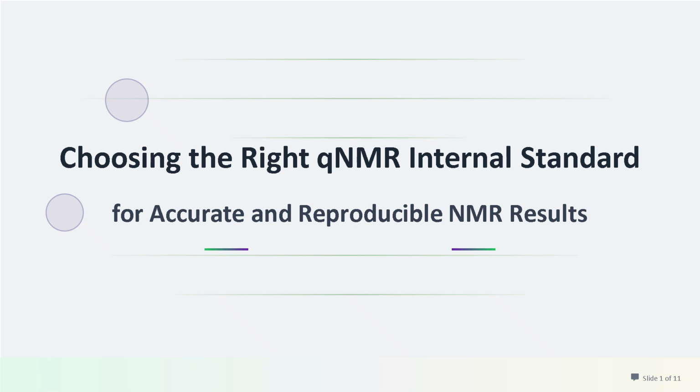Let me start with a simple question. How confident are you in your qNMR numbers? NMR is often called a gold standard technique for absolute quantification, but only when it's done right. Today, we'll talk about one of the most underestimated decisions in qNMR, choosing the right internal standard. This single choice can be the difference between confident data and misleading results. Let's unpack why this matters and how to do it right.